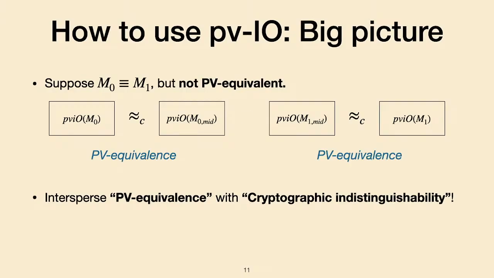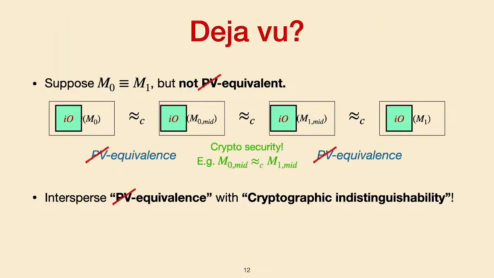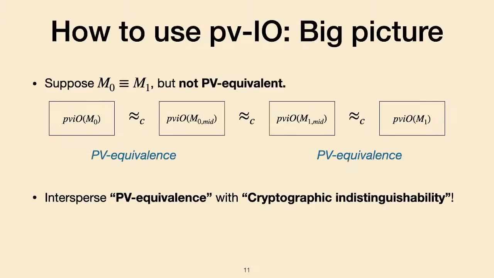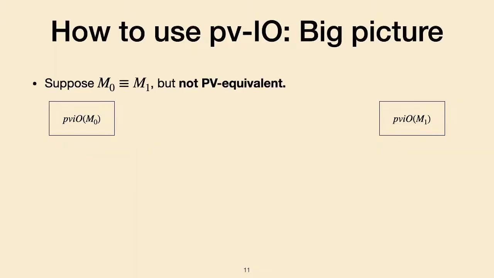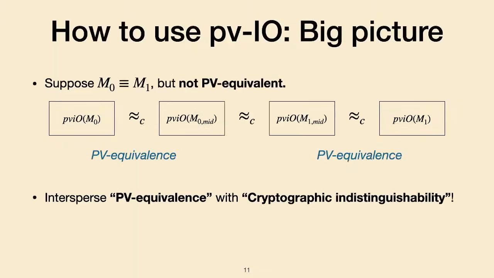But then to bridge the middle, maybe I could say something like, oh, sorry. Oh, I'm missing an animation. Okay, anyway. As a crypto, you can use cryptography to say maybe these two machines are indistinguishable. Okay? This is going to be the general template for a lot of the things that we'll see today.